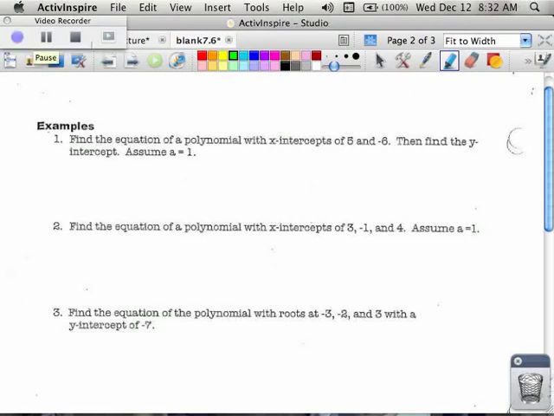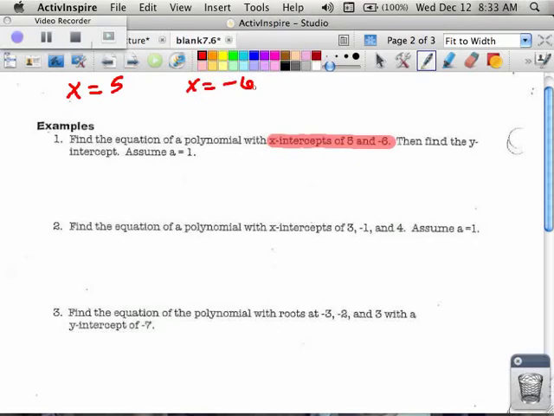So in these last examples, they're going to go backwards. They're going to give you the answers, and you're going to come up with the equation. This is how it works. In number 1, you'll notice that they talk about intercepts of 5 and negative 6. What that's telling me is that I have x equals 5 and x equals negative 6.